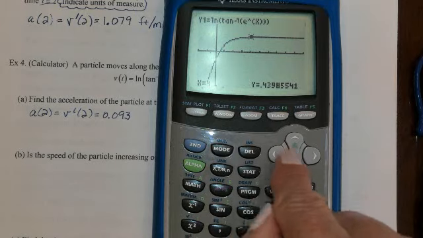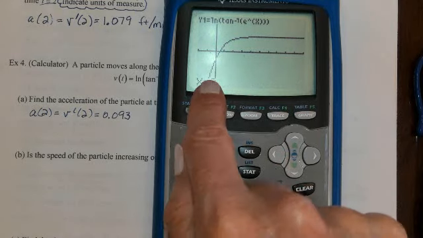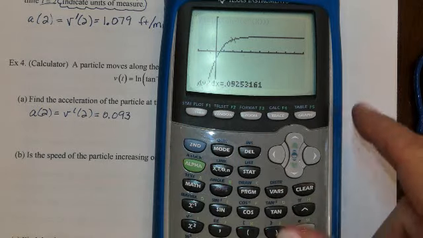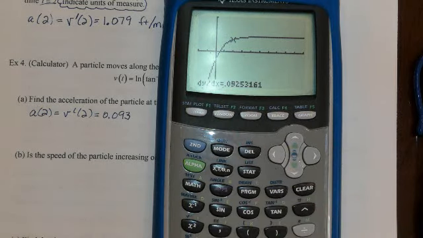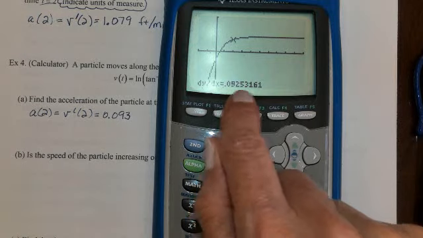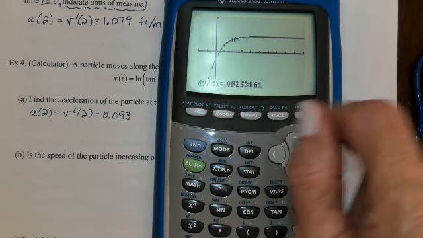And I can move this to x equals 2. In fact, I think I can type in x equals 2. At x equals 2, it gives me the derivative right at x equals 2. And that's the same number that we found on our home screen, right? So that's another way to do it.